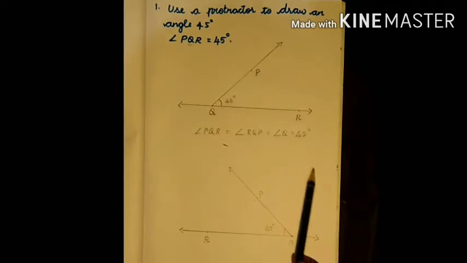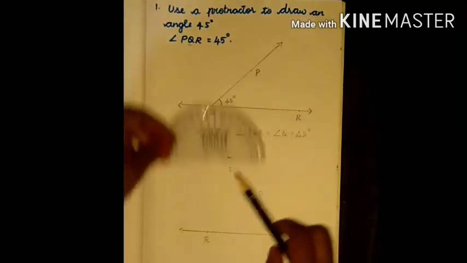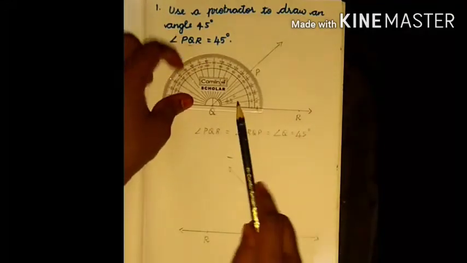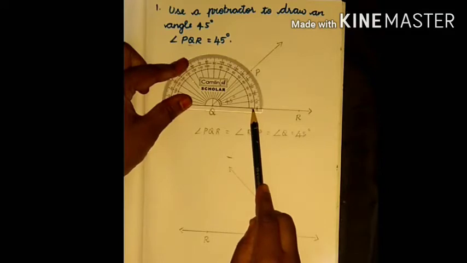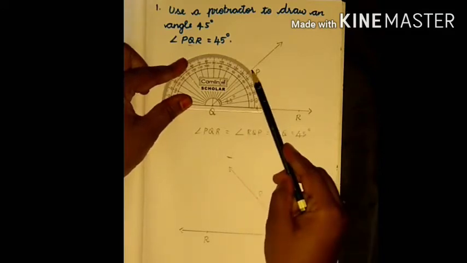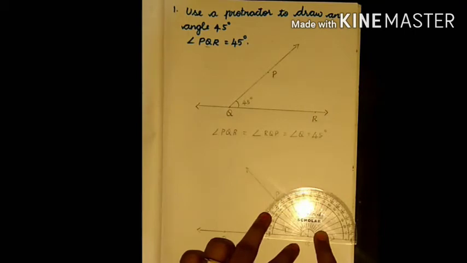But in this first one we measure through the inner scale because the ray QR lies on the inner scale 0 degree. So we mark 45 degrees here. In this one the ray QR lies on the outer scale. So you have to measure 45 degrees through the outer scale.